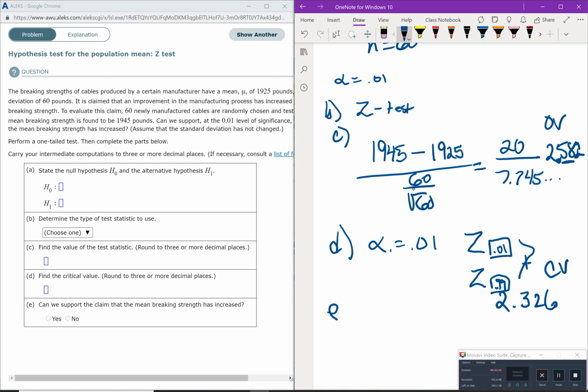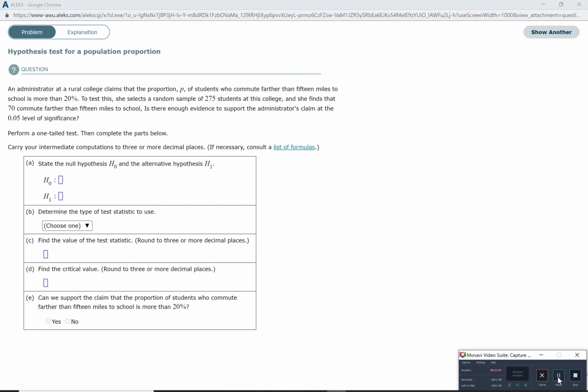Remember the rule of thumb. If the OV is greater than the CV, we're going to reject the null. So in this case, can we support the claim that the mean breaking strength has increased? Yes. Excellent. All right. In this type of question, I want you to keep in mind this is no different than the previous one. The only difference is that it's a p-value question, not a mu.